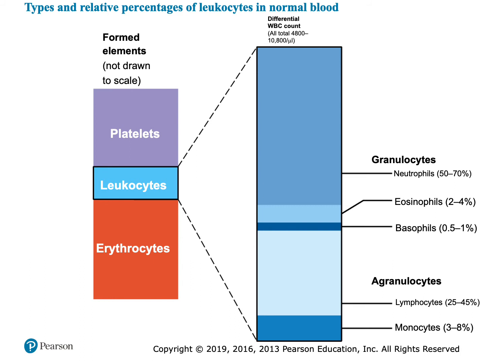This is showing a differential white blood cell count, maybe a spectrophotometer that has separated out granulocytes from agranulocytes. Don't memorize this graph, but you do have to memorize the amount of different cells as based on your lab book.